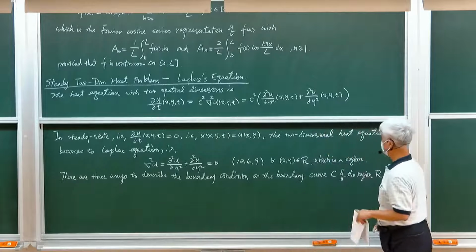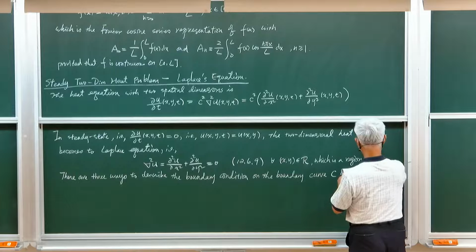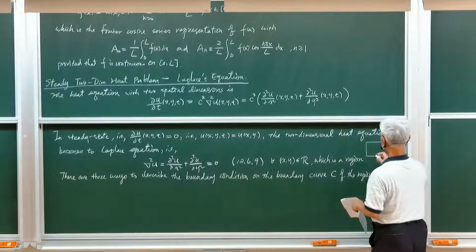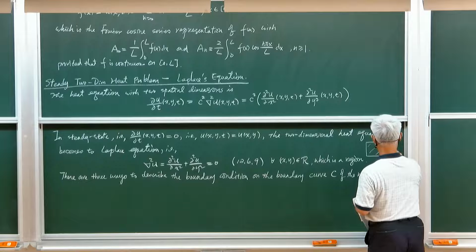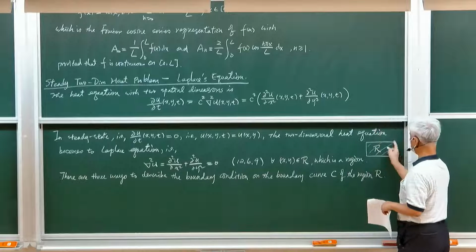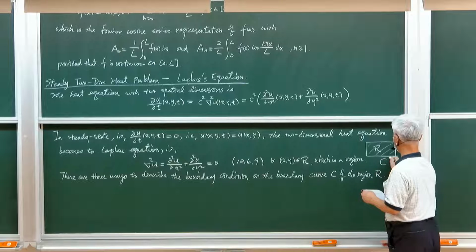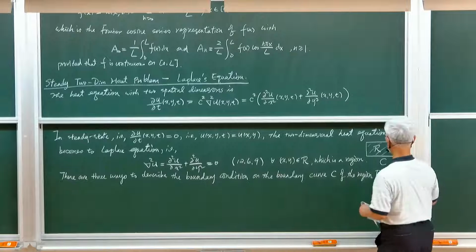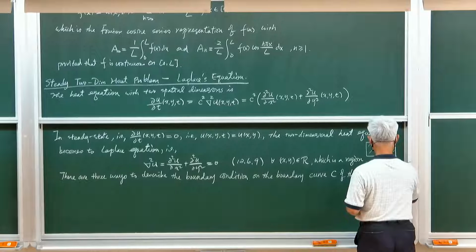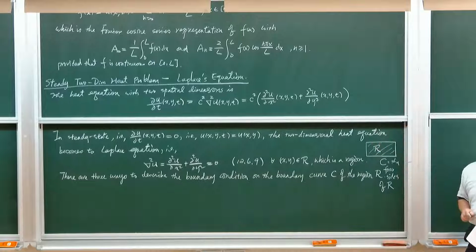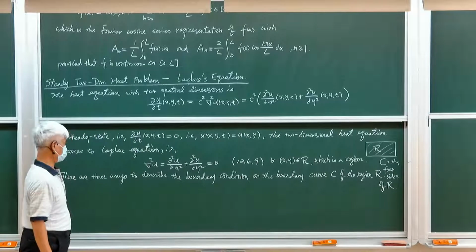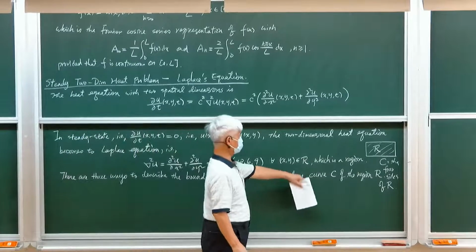For example, if the region is a rectangle in the plane, then the boundary could be the four sides of this rectangular region R. So for this example, there are three ways to describe boundary conditions on the boundary curves.